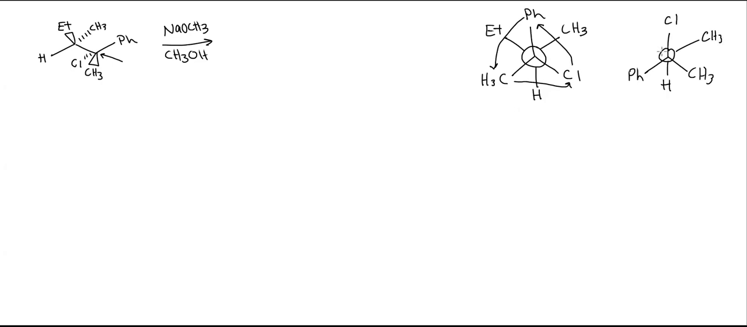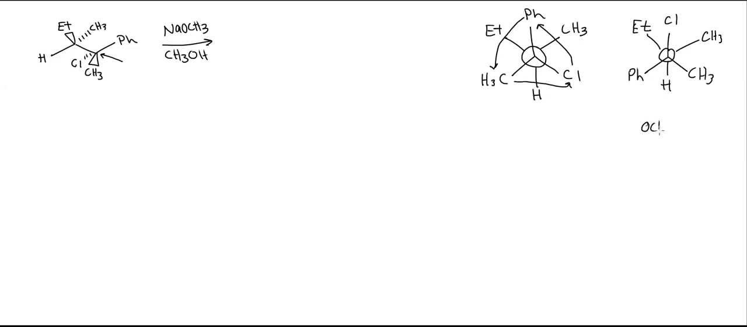I could have very easily rotated the back one as well, but I think it's easier to rotate this one. I think it makes it a little bit more clear. Okay, so now chlorine and hydrogen, you see how they're opposite each other, right? You see that they're 180 degrees apart. They're anticoplanar.